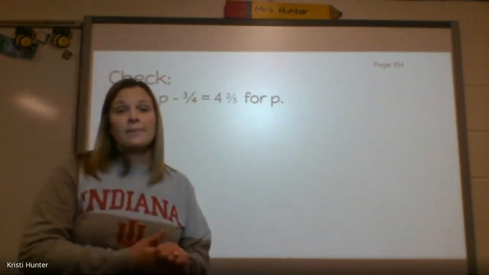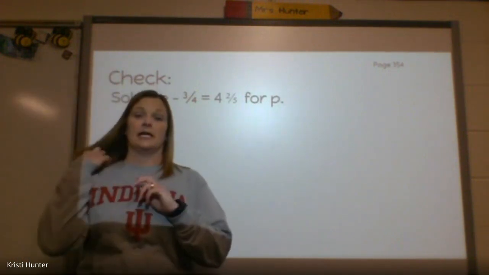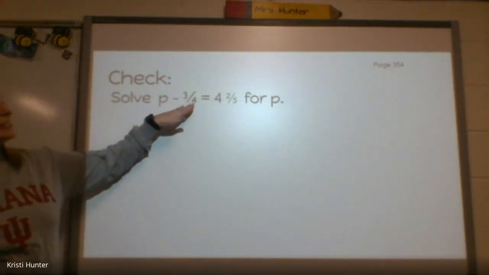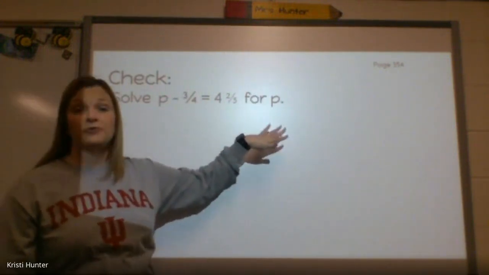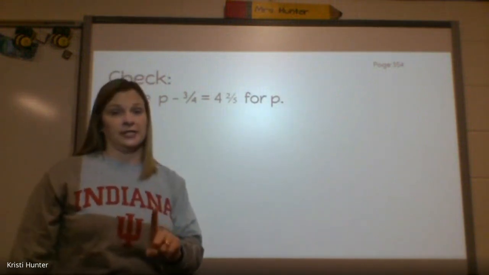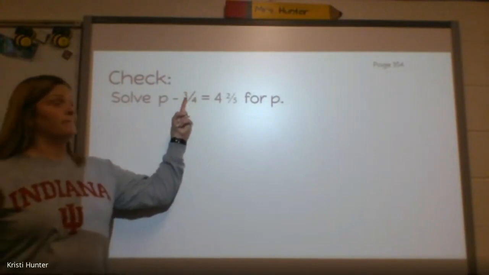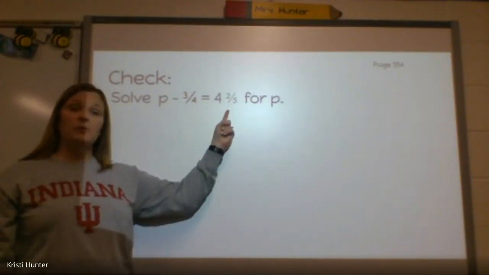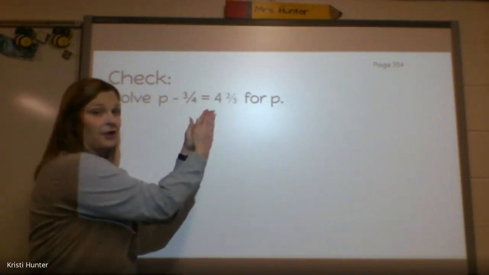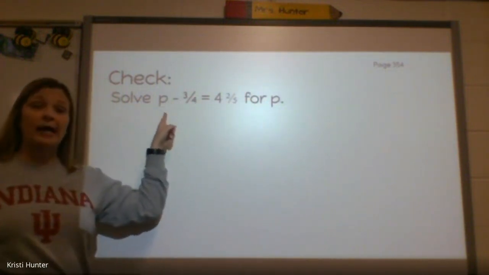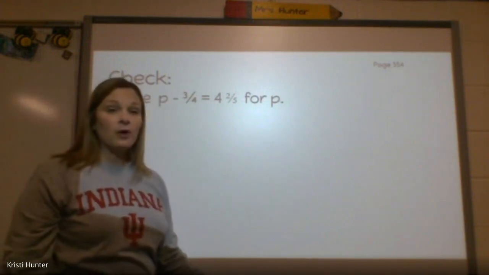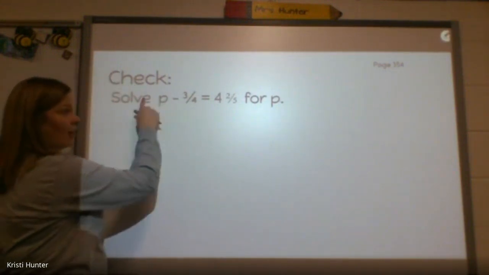Okay, so let's talk about that check problem that you just discussed with your partners. When I'm solving for p minus 3/4 equals 4 2/5, here's what I know about subtraction. Whole minus a part leaves me with a part. So if I put my two parts back together, I'm going to end up with my whole, or in this case, my variable p. So what I want to do is get p by itself.